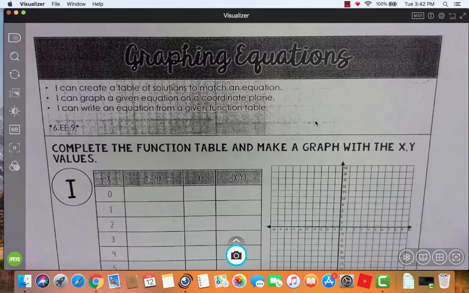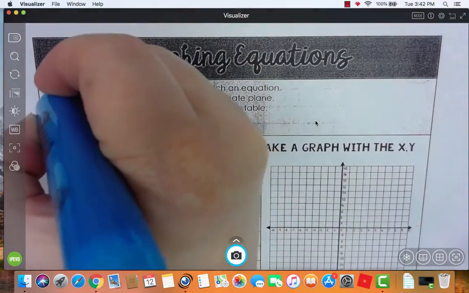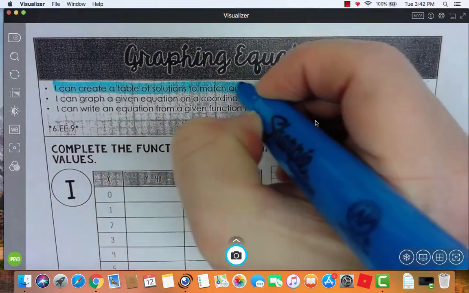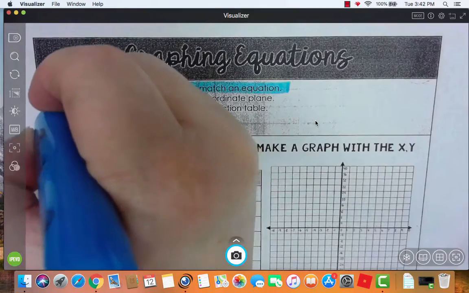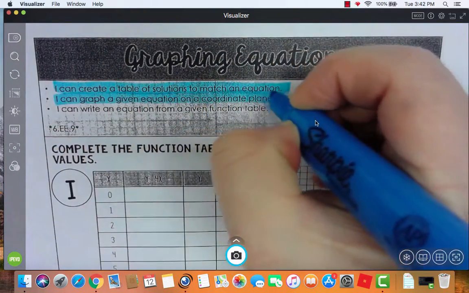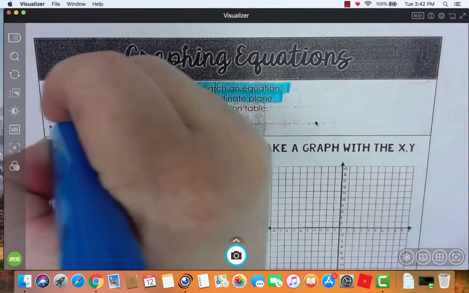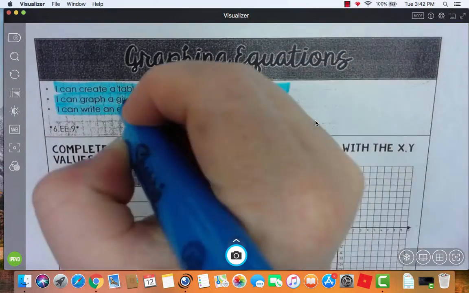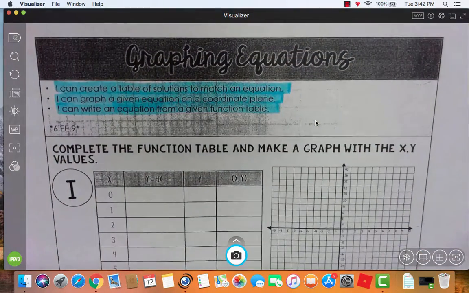Okay, so the first thing I need you to highlight, what we'll be able to do today, is I can create a table of solutions to match an equation. I can graph a given equation on a coordinate plane, and I can write an equation from a given function table.